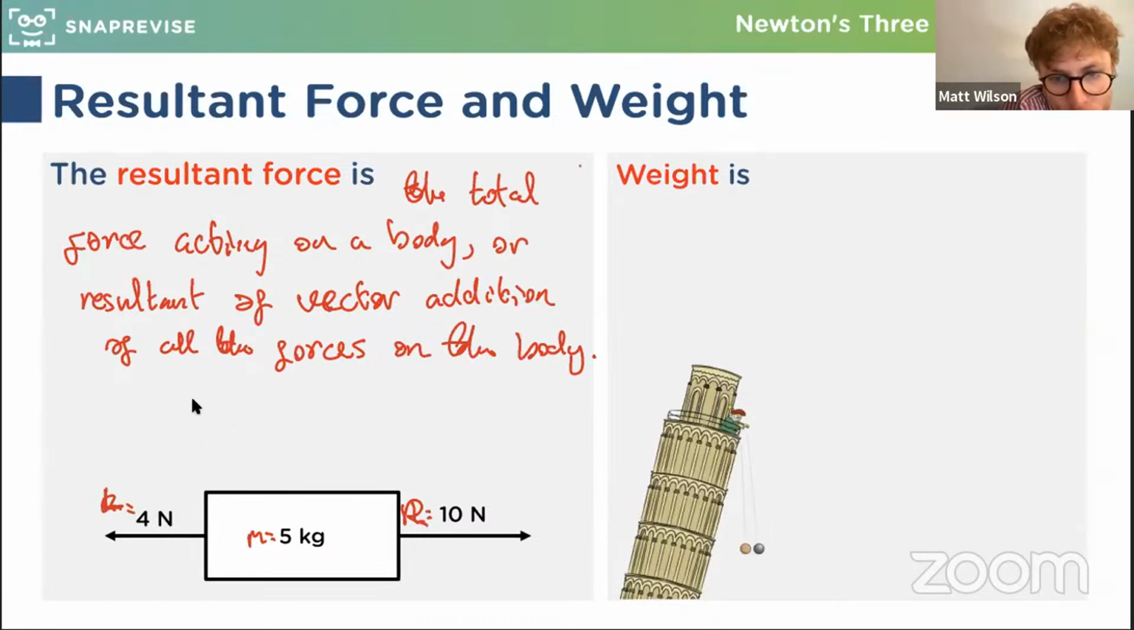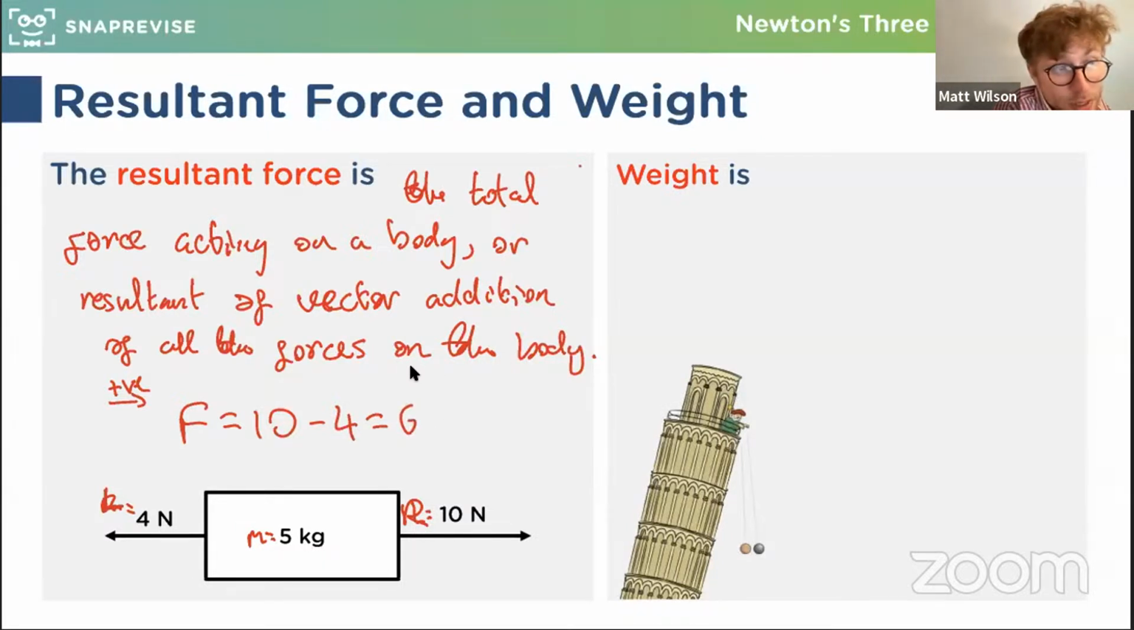Okay, so the total force comes from vector addition, and we do this just like before. The total force here, let's take the right-hand direction as positive. Then we have 10, which is positive. We have 4 going in the opposite direction, so it becomes a -4. So we add these together, and we get a total force of 6 newtons.